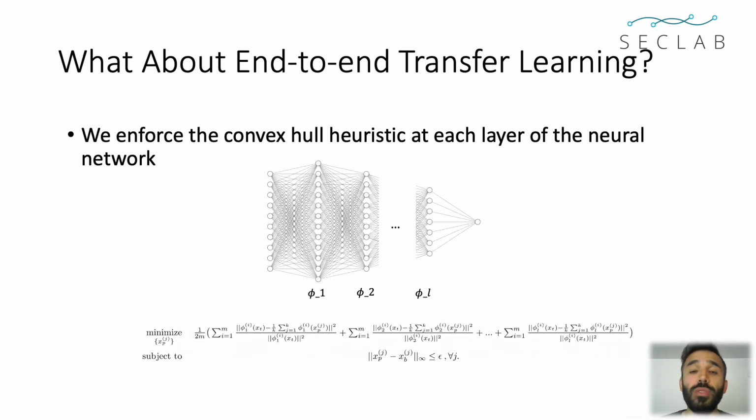As you probably noticed, until now we only talked about linear transfer learning, where we optimize some heuristics defined over our feature layer. But what happens when we have end-to-end transfer learning, where our feature layer is constantly changing? In that case, similar to related work, we try to enforce the same heuristics computed over all of our hidden layers in the neural network, and in fact it's shown to be effective.